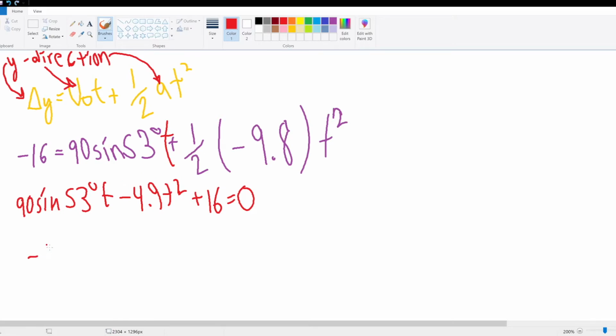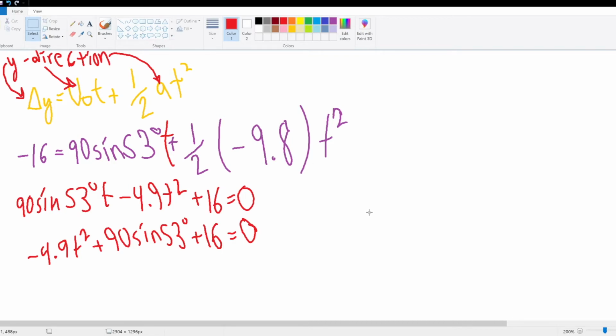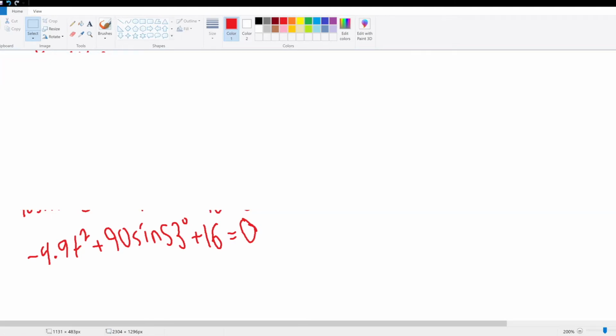Anyways, so that's going to leave us with negative 4.9 t squared plus 90 sine of 53 degrees t plus 16, and all of that is equal to 0. Okay, so now that we have that, let's use the quadratic formula. Now, if you don't know the quadratic formula, I'd recommend you look at a math video. But for now, I'm just going to give a short description of the quadratic formula.